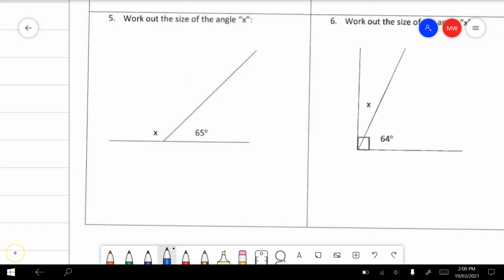Question 5, we need to find out the value of X. It'll be an angle, so it'll be in degrees. These two angles will add to give us 180 degrees. We call these supplementary angles.